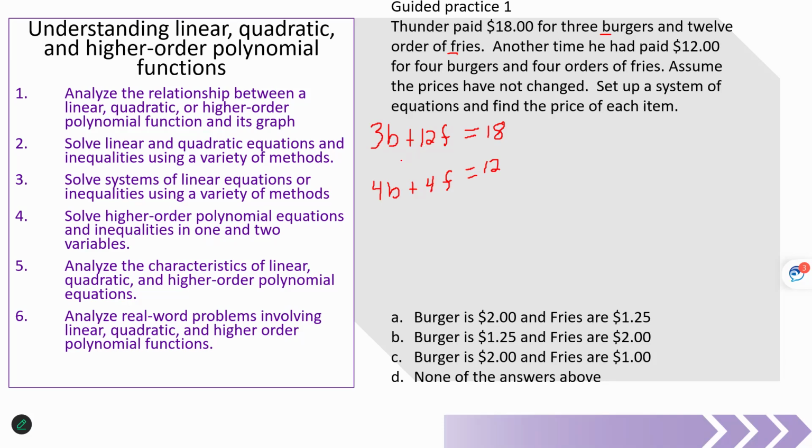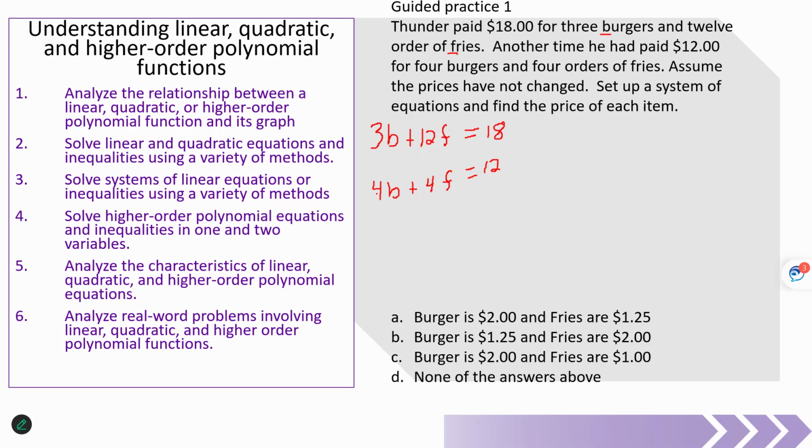Or you have some options. You could graph these and figure out where they intersect. That would be our solution. You can use substitution. You can use elimination. These are some of the options you can use. I'm gonna go with elimination on this. The reason is the way it's set up. You've got your B's and your F's already lined up. Your totals here are lined up.